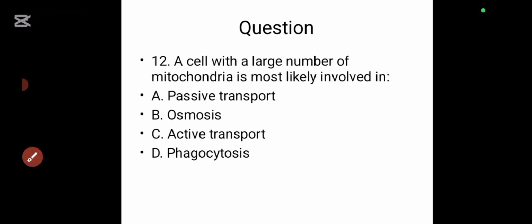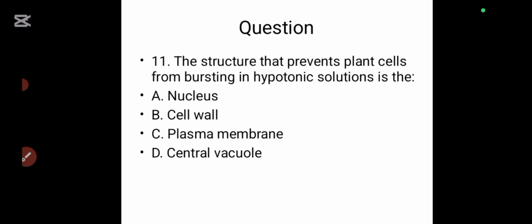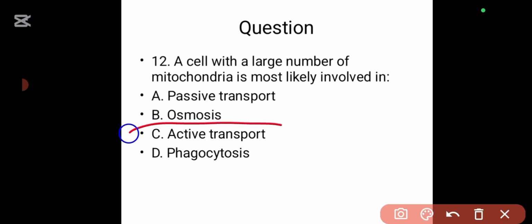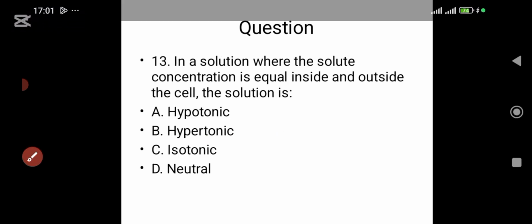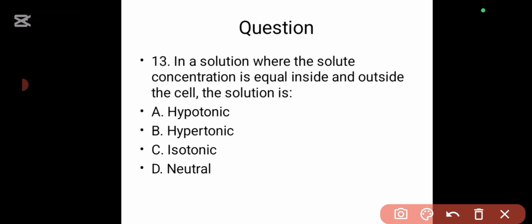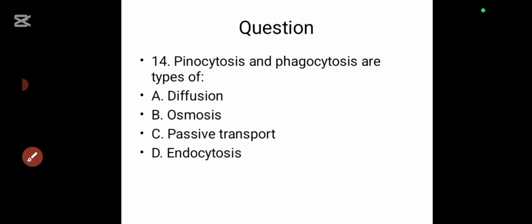A cell with a large number of mitochondria is most likely involved in what? If it has a lot of mitochondria, it means that it is highly involved in what? Active transport, because it's required to produce energy often and often. So it is most likely involved in active transport. In a solution where the solute concentration is equal inside and outside, the solution is said to be what? Isotonic. Same on both sides.